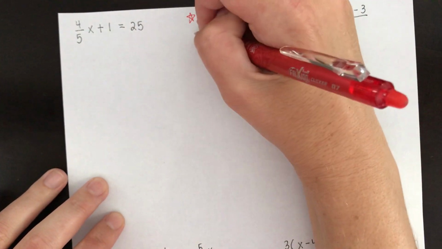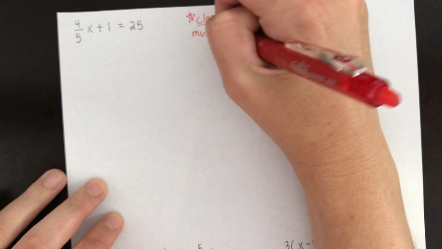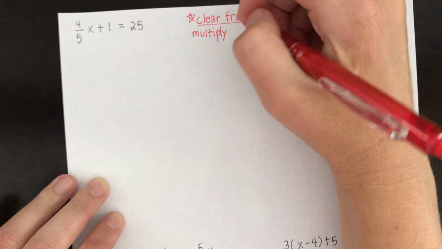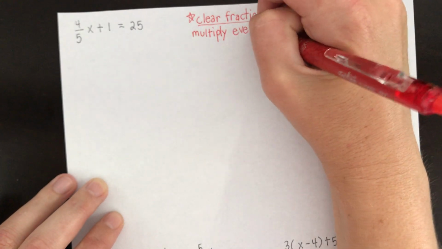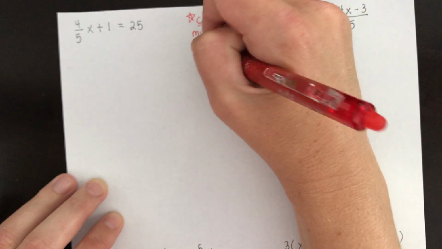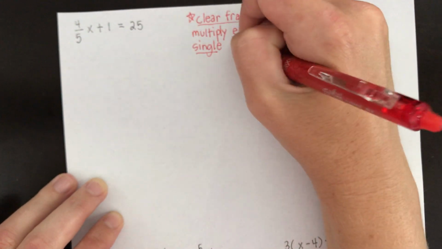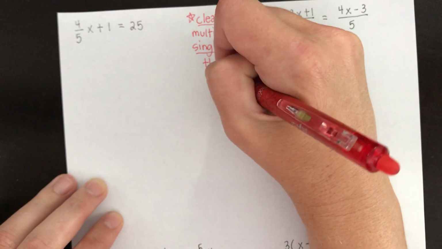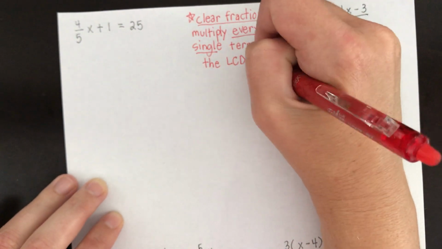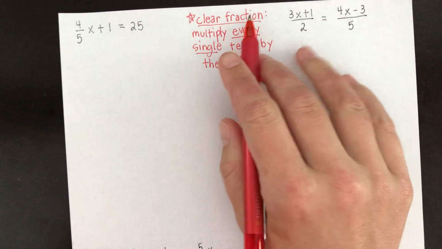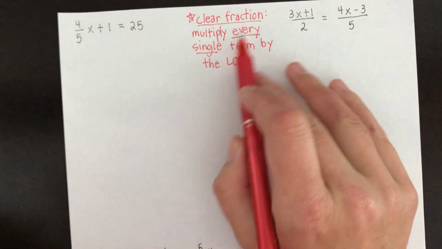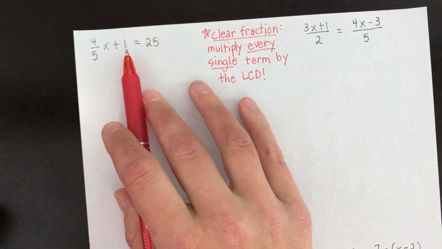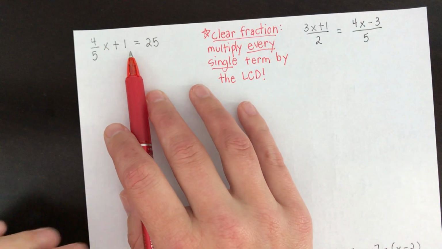So what does clearing the fraction mean? Well, what you're going to have to do is multiply every single term by the LCD. So if you absolutely hate fractions, the word fraction gives you nightmares, then you might want to use this method. Clear the fraction means multiply every single term by the LCD. So let me explain, even though I'm not going to do it for this one, I'll explain it for those of you who don't like fractions at all.